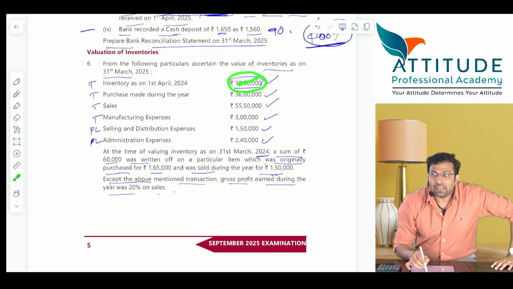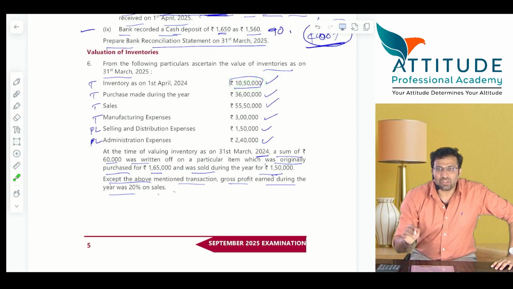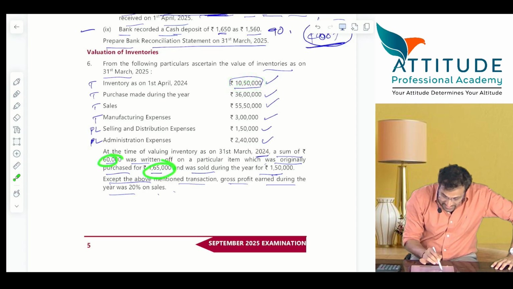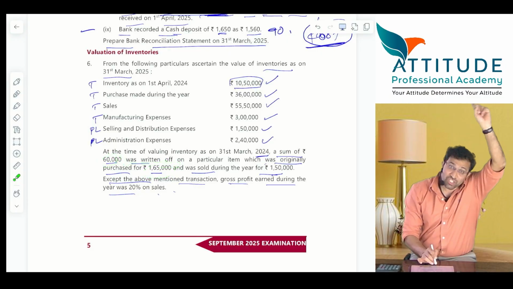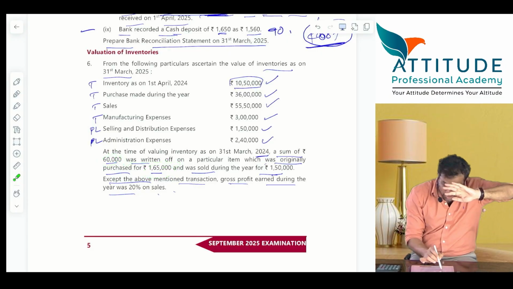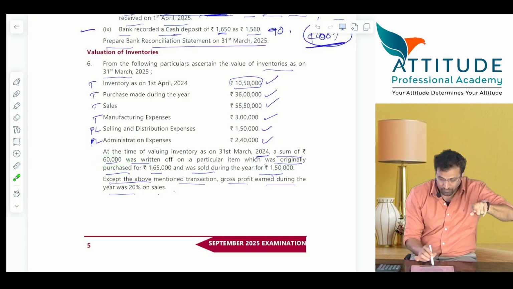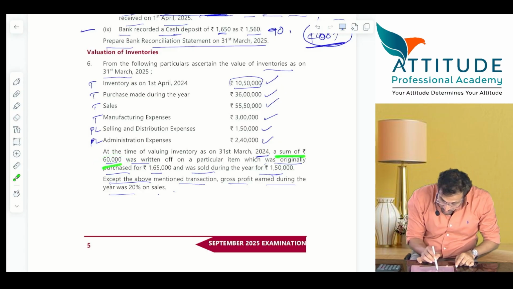वैल्यू कितना है? 60,000 or 1,65,000 or 1 lakh something else? 1,05,000. बिकॉज ऑलरेडी 1,65,000 में से 60,000 इज रिटन ऑफ. वो एक एबनॉर्मल आइटम है जिसका ओरिजिनल कॉस्ट 1,65,000 है, ऑलरेडी रिटन ऑफ बाय 60,000. A sum of 60,000 was written off.